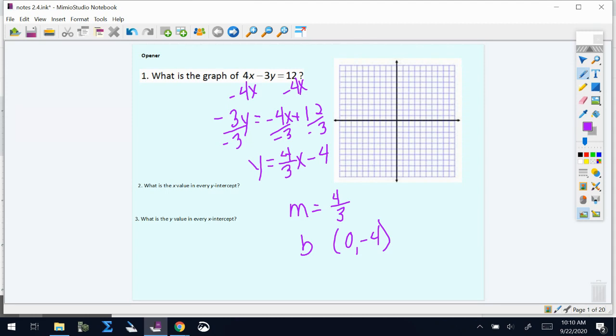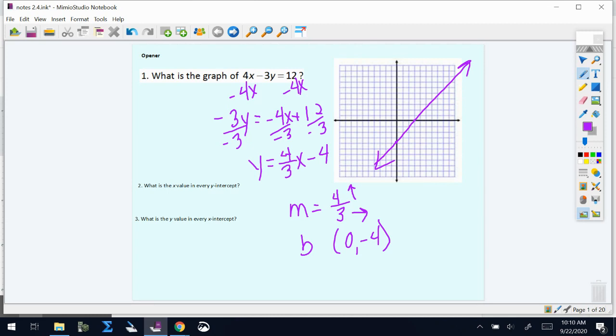So on the y-axis, I'm going to go down 4 spaces and I'm going to put a dot. Doesn't like to recognize my little dot there. And then my slope tells me I go up 4 units, right 3 units. So from that point on the y-axis, I'm going to go up 4. That's going to take me to the origin. And then I'm going to go right 3. And I end up with a point on the x-axis. And then when I connect the dots, I get the line that goes through both of those. It has a positive slope, which we expected, positive 4/3 slope.